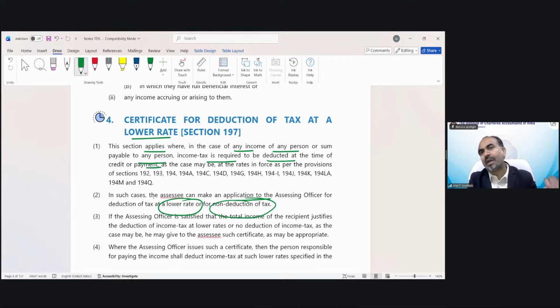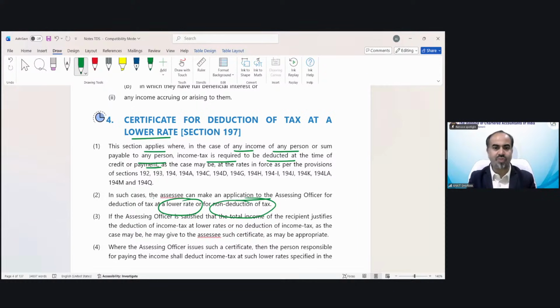Suppose I am receiving 1 lakh rupees commission under section 194H. So it is more than 20,000, and TDS would have been deducted by the payer. But suppose this is my only income. Only 1 lakh rupees is my income, there is no other income. So I can request the assessing officer that there is no requirement of deduction of tax, because this is my only income and there would not be any tax liability.